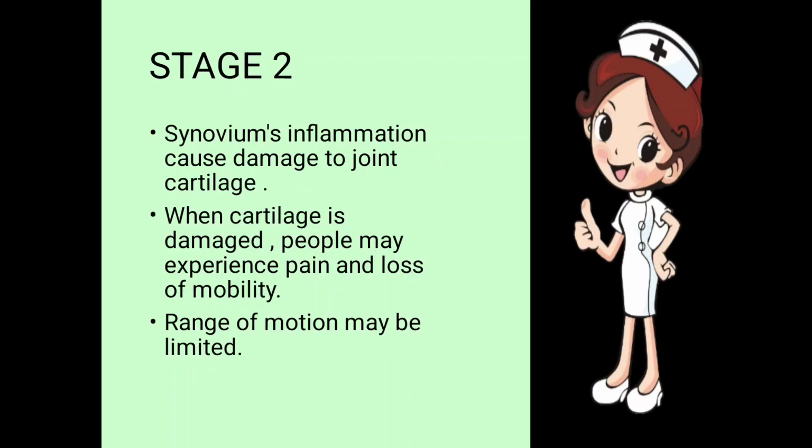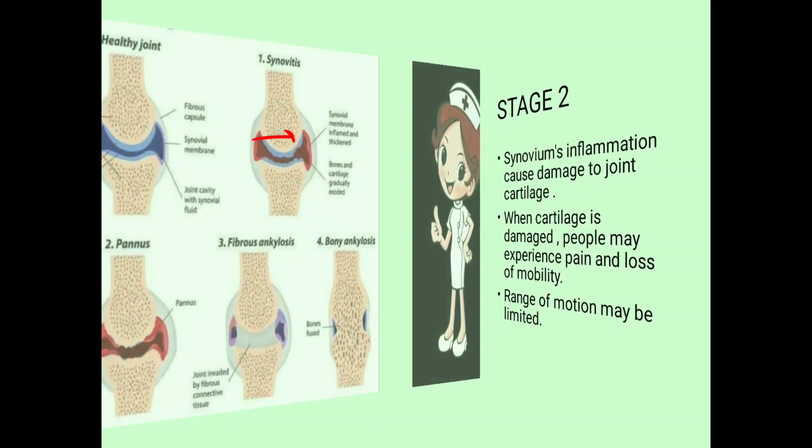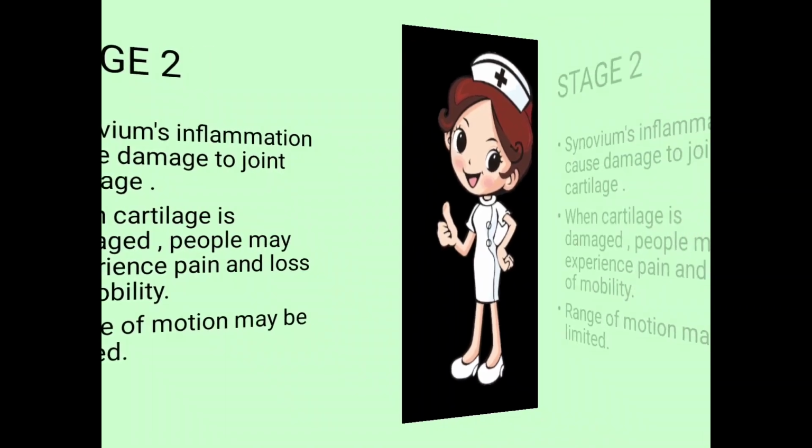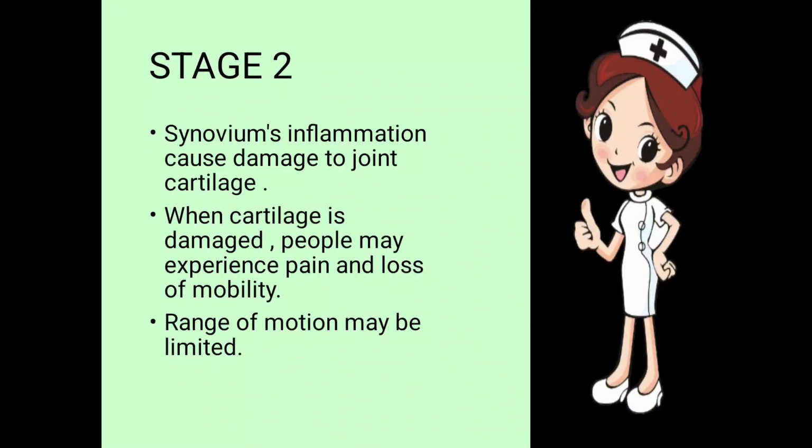So here is the cartilage I am showing you. This one is the cartilage, it is present here. Here the cartilage is present. So when the cartilage is affected, people will experience pain. They have pain and loss of mobility. Loss of mobility means they are not able to move their joint.